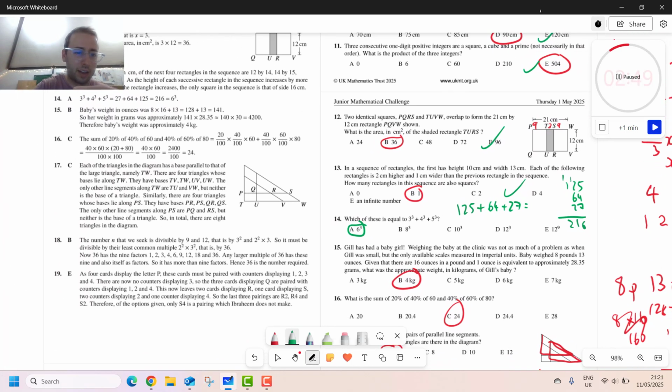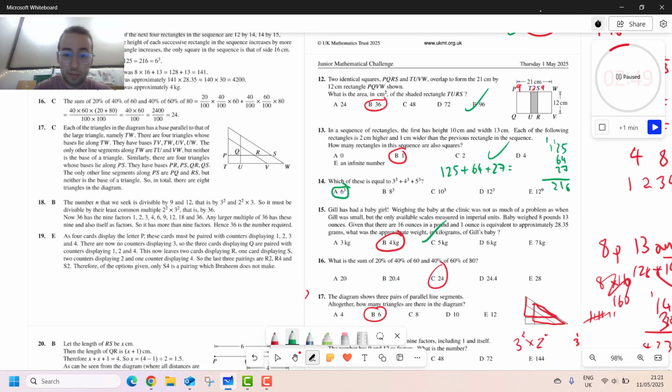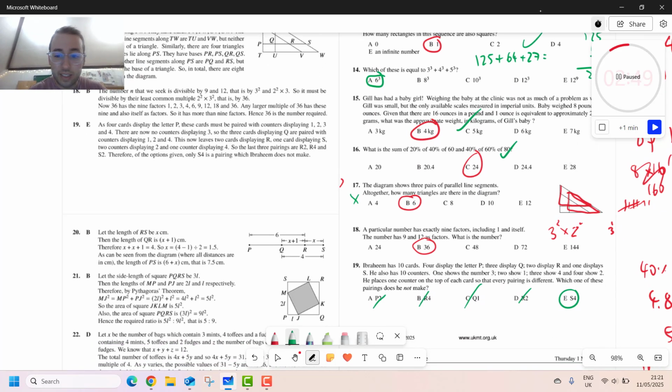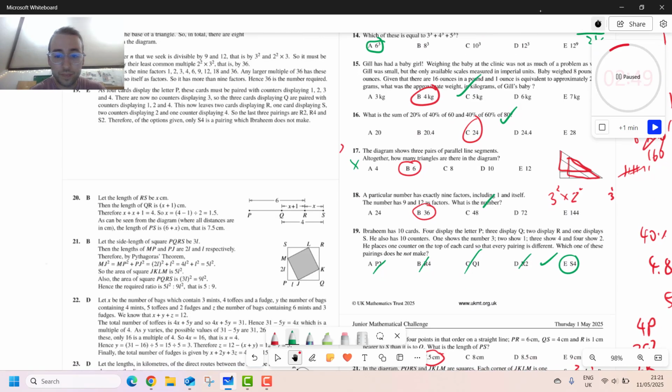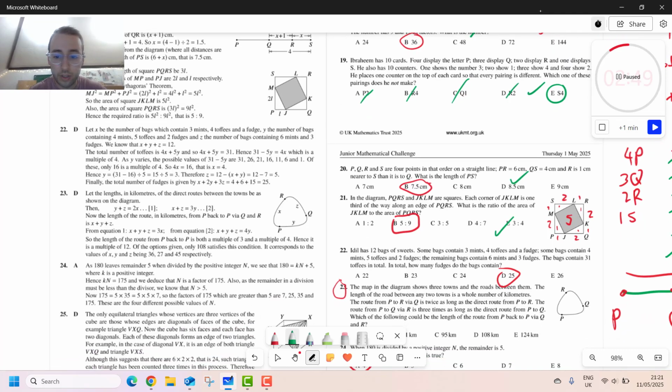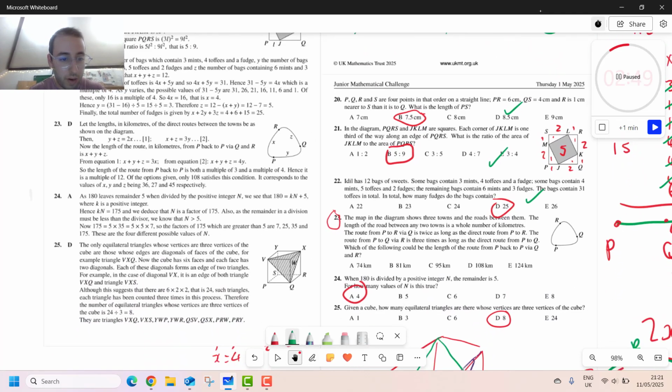14 is A. Yeah, cool. Well, weird. 15 B, 16 C, 17. Yeah, I knew I tweaked. Missed out 2. I knew it. That's the one I thought I would. 18 B, 19 E, 20 B, 21 B, 22 D, 23.